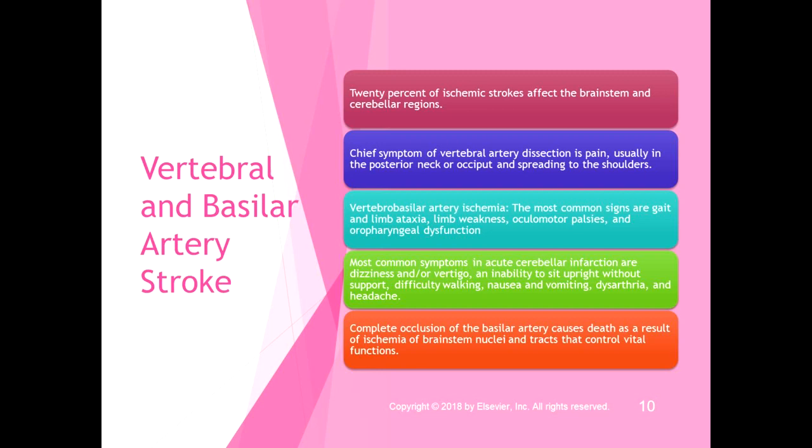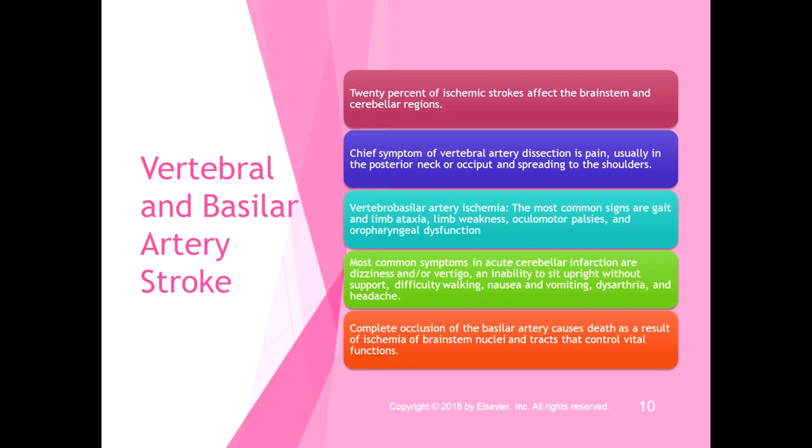With vertebrobasilar artery ischemia, the most common signs are gait and limb ataxia, so that's a cerebellar sign. Really makes sense, right? Limb weakness, oculomotor palsies, and oropharyngeal dysfunction. So brainstem, oculomotor, and oropharyngeal, those are cranial nerves. So we're seeing brainstem signs with this particular artery.